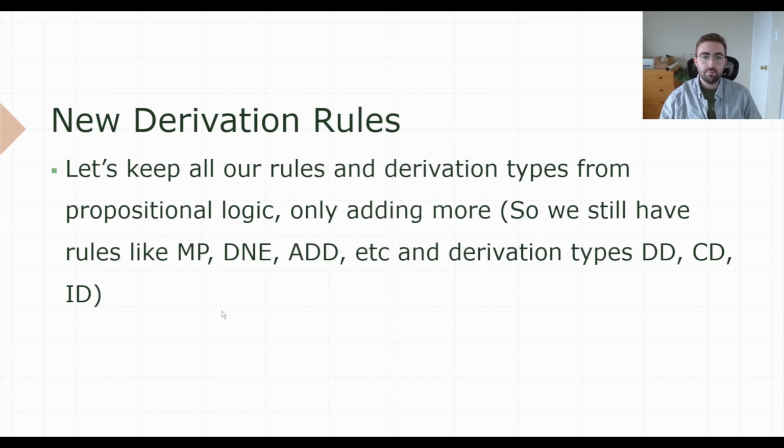So first note that most of our rules and derivation types from propositional logic are still going to be usable in this derivation system with predicate logic. So we're still going to have things like modus ponens or double negation elimination or addition, all those rules of direct derivation we used. And we're still going to have direct derivations, conditional derivations, and indirect derivations, just like we already had. And we're still going to be able to nest all kinds of derivations as needed, just like with propositional logic. So we're keeping all our rules, all our derivation types. We're just adding in some stuff.